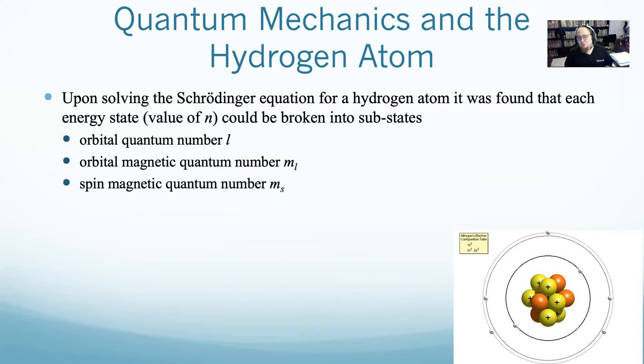When the Schrodinger equation was solved, it was figured out that each energy state or energy level has substates. And eventually we decreed three substates. They weren't all done by Schrodinger. Some came along with time. These substates are the orbital quantum number, which is normally represented by the letter L, the orbital magnetic quantum number, which is M sub L, and the spin magnetic quantum number, which is M sub S.